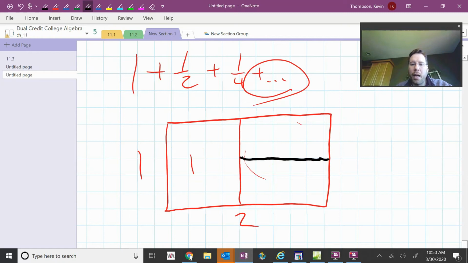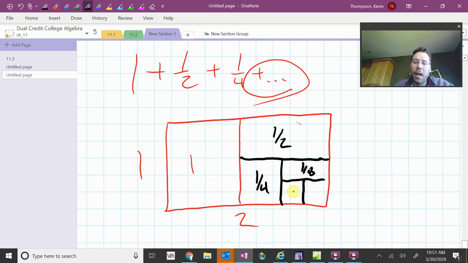And so now I have a box that is 1 by 1, and a box that is 1 by a half, and another box below it that's 1 by a half. And my area here is still 2. But what if I took one of those boxes and I cut them in half? So there's a quarter and a quarter. And then what if I took one of those and cut it in half? So that's an eighth, and the other side would be an eighth.